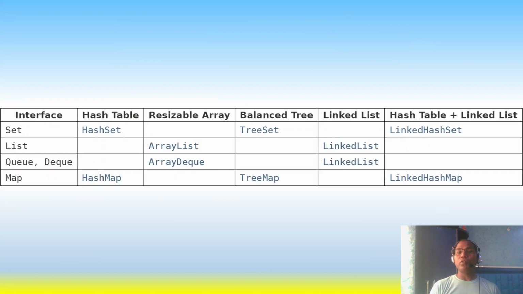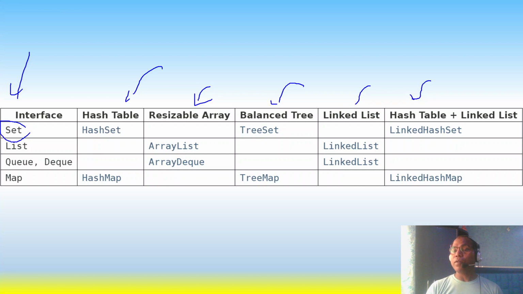If we look behind all these collection frameworks, Java implemented lots of different data structures. For example, take the basic interface Set, which supports uniqueness. They have implemented maybe a hash table data structure, an array-based data structure, a balanced tree, a linked list, or a hash table plus linked list. Different data structures are already implemented for these interfaces in the JDK. If I want a hash set kind of data structure, I can just use HashSet, which supports uniqueness.